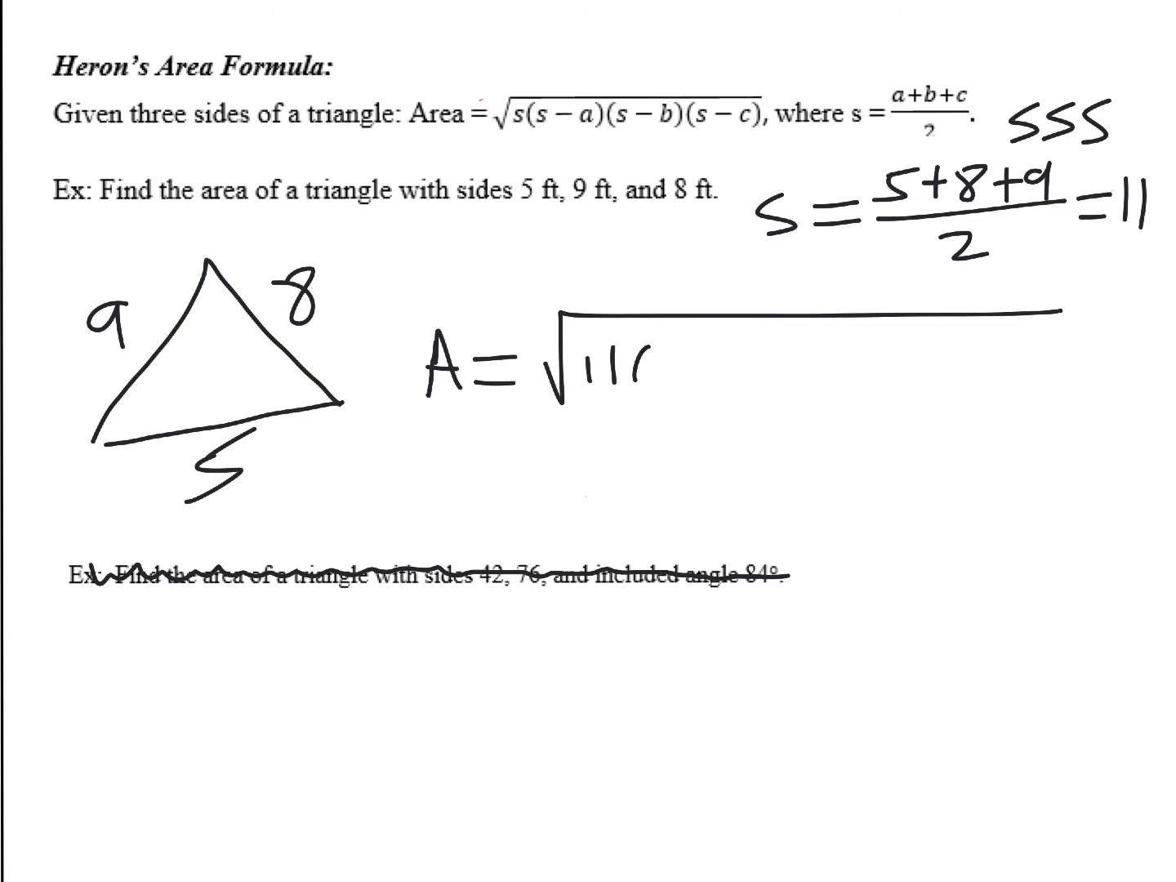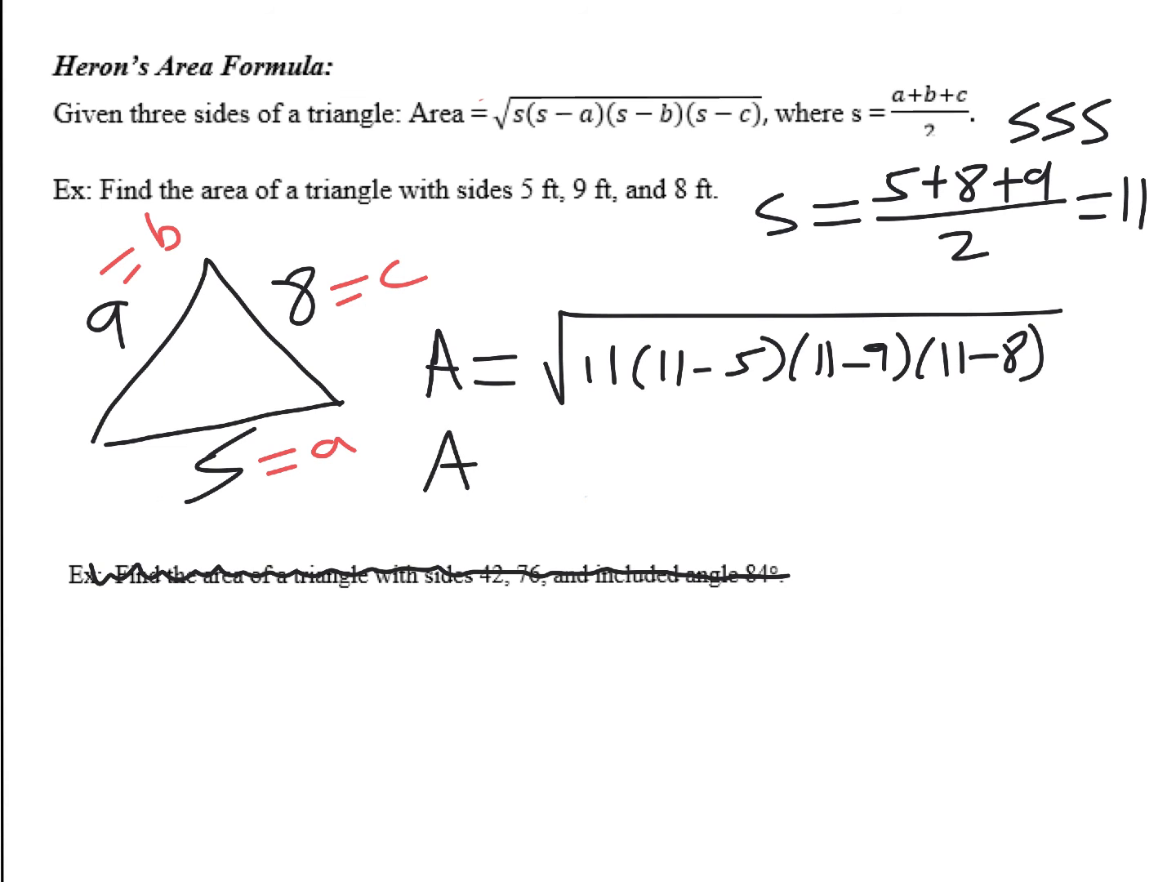All right, the square root of S, well, S is 11. Now, I probably should get some labels on here, right? And it doesn't really matter. I just need one of each, right? So let's say A is 5. Let's say B is 9. Let's say C is 8. Okay, that'll do the trick. Okay, so 11 minus A, 11 minus B, 11 minus C. All right, 11 times 6, times 2, times 3.